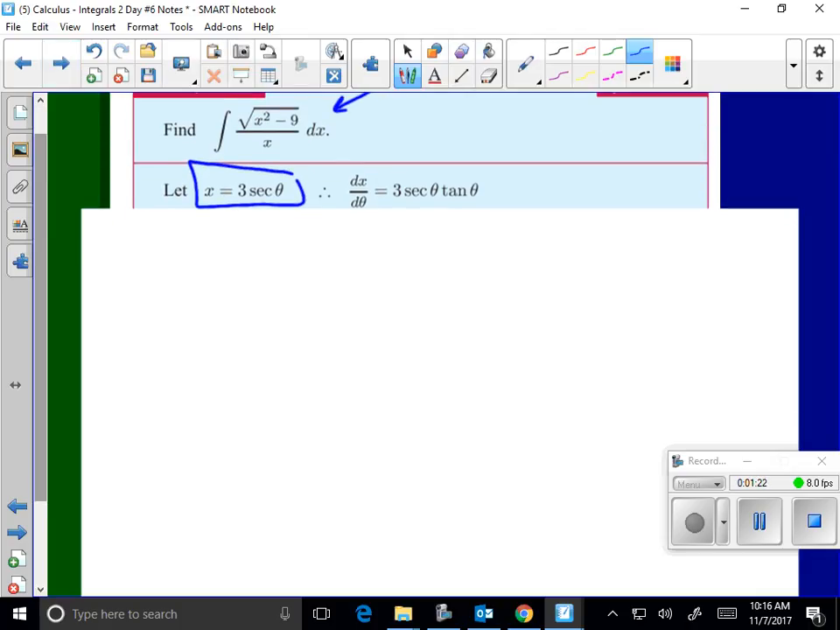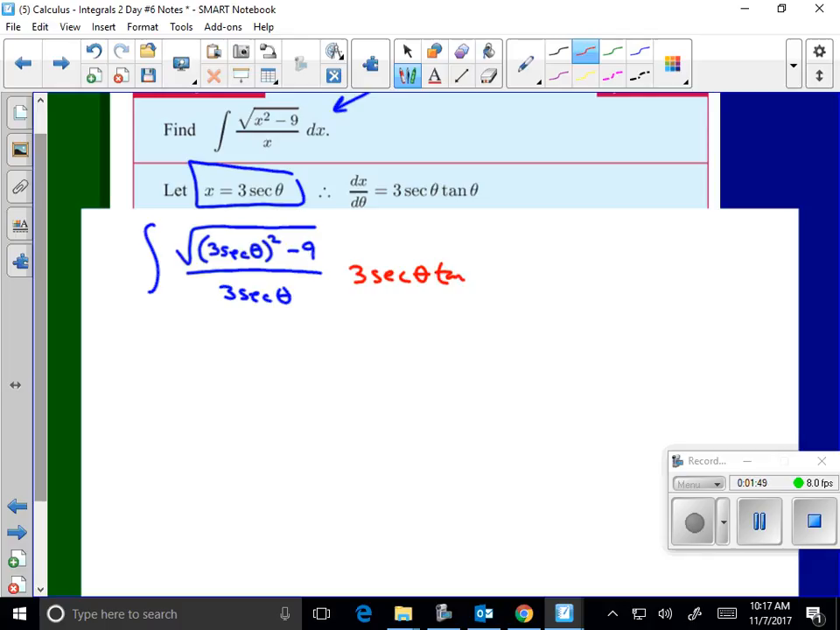Okay, so I'm going to plug in 3 secant theta everywhere I see an x. All right, some identities will show up here. So I've got 3 secant theta quantity squared minus 9 over 3 secant theta. And then when I replace dx, that's going to be replaced with 3 secant theta tangent theta d theta. Oh, yuck. Gross. It looks worse, but it's actually going to get nice.